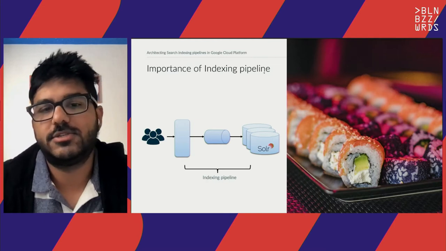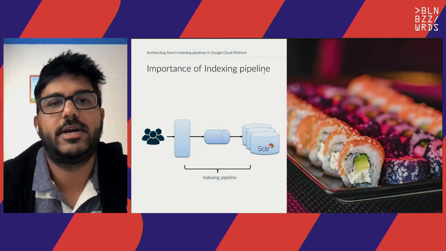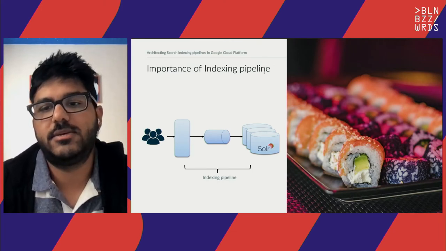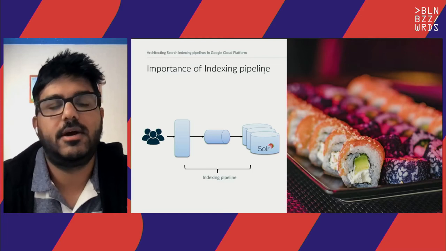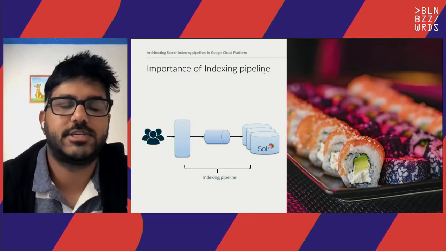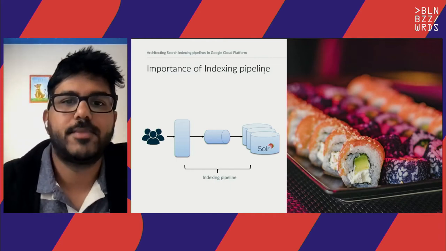And there are some use cases of search, like if you're searching product catalogs, maybe it is not so important to have very low indexing latency because you can update the catalog daily. But in other use cases like Box, it's really important that you are able to scale your indexing pipeline to maintain very low latency and high availability.